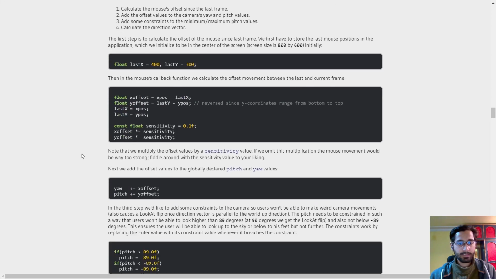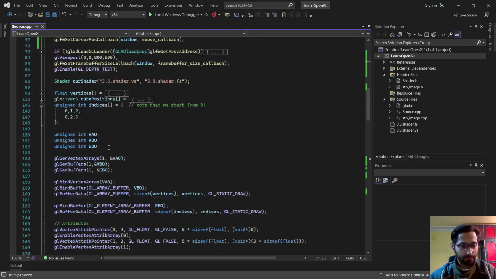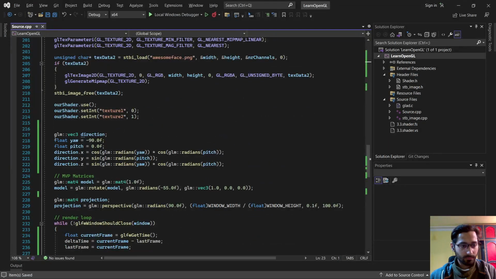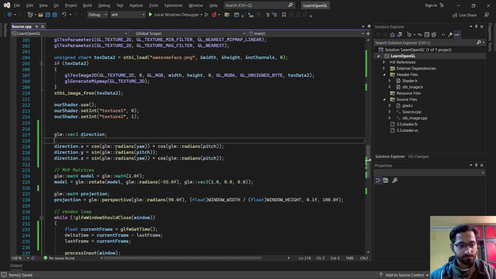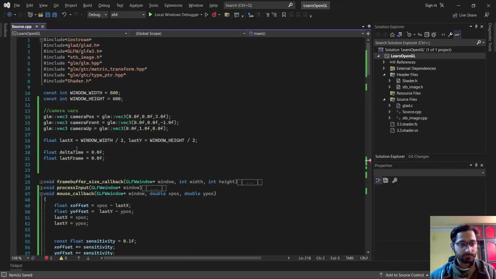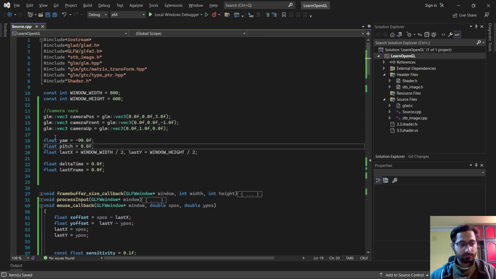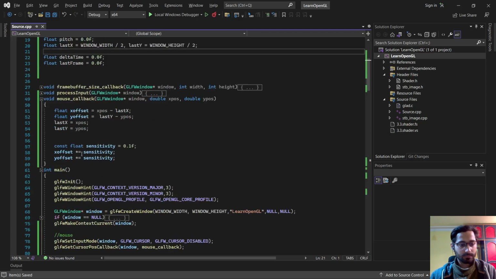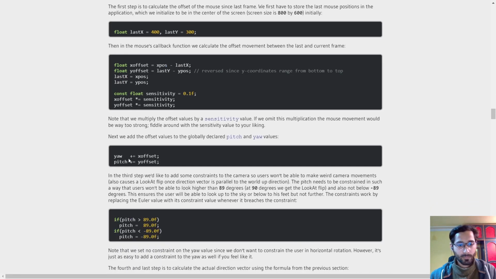Okay, so we have calculated these. Note that we multiply the offset value by the sensitivity value. If you omit the multiplication, it would just be too strong, so filter the sensitivity to your liking. Next, we add the offset values to the globally declared pitch and yaw values. Okay, so we need to declare those globally. So to yaw, we're gonna add the X offset, and to pitch, we're gonna add the Y offset.